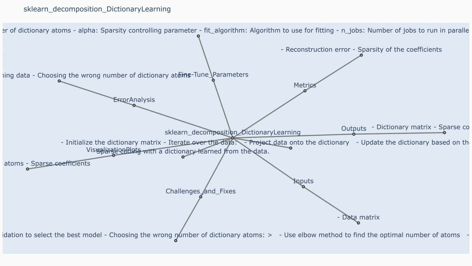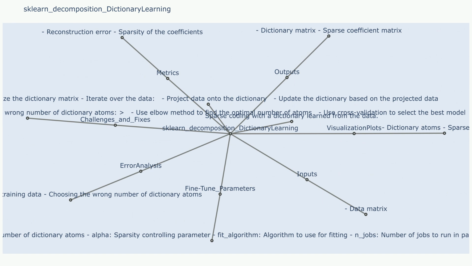Challenge 2. Choosing n_components. Selecting the appropriate number of dictionary elements is crucial. Too few components might not capture the data well, while too many components can lead to overfitting. Sample use case that resulted in challenge 2. Setting n_components too low might not represent the underlying structure of the data, while setting it too high might lead to a dictionary that is not generalizable to new data.